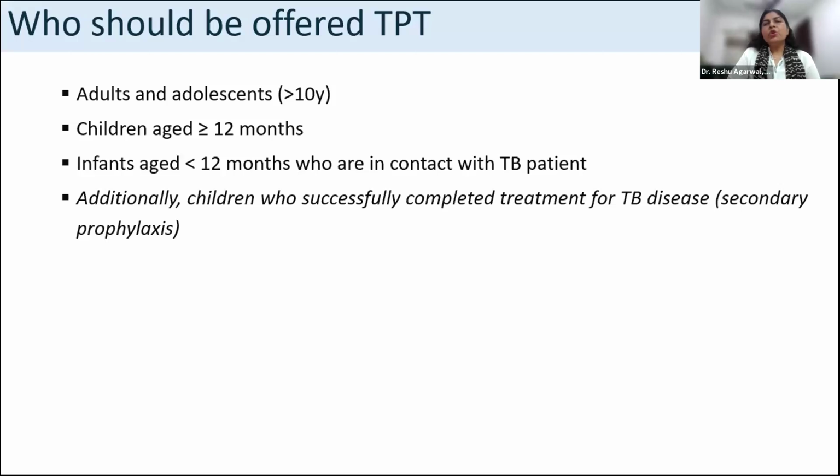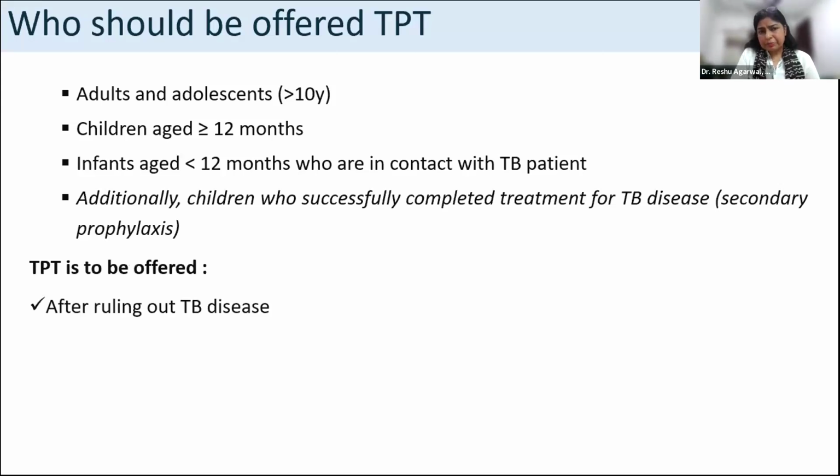Talking about who should be offered TPT, all adults and adolescent PLHIV who are more than 10 years of age should be offered TPT. Children aged more than 12 months should be offered TPT. Infants less than 12 months who are in contact of a TB patient, or those born to a TB positive mother, should be offered TPT. Additionally, children who have successfully completed treatment for TB disease should be offered TPT as secondary prophylaxis.